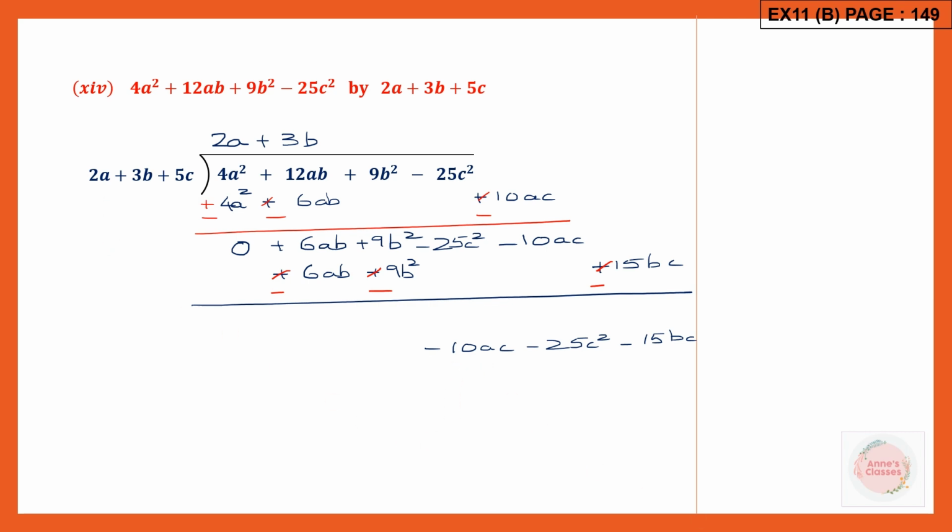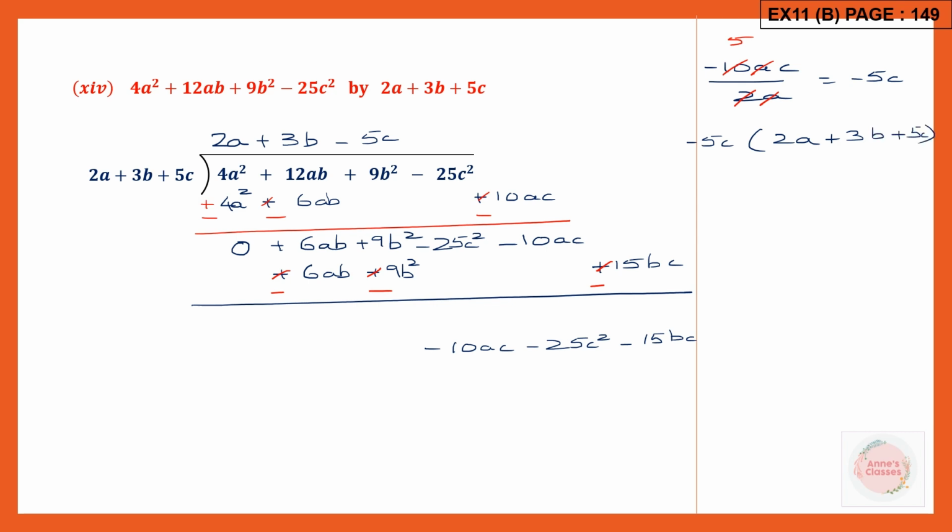So minus 10ac divided by 2a. The sign is minus. Then I can cancel 2 and 10 here, 2 5s are 10. I can cancel a and a. I have c, so this will become minus 5c. Now I'm going to take this minus 5c and write it here in the quotient. So this is minus 5c. Now each term of the divisor has to be multiplied with minus 5c. So let's do that. So minus 5c into 2a plus 3b plus 5c.